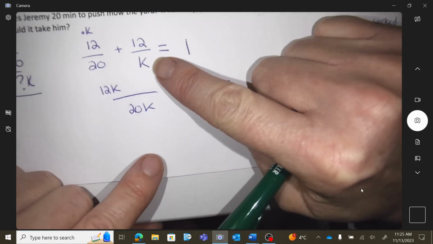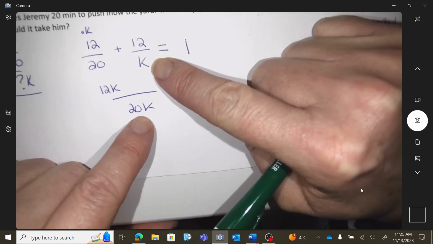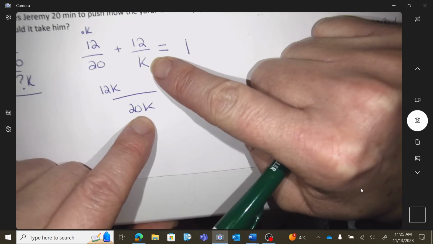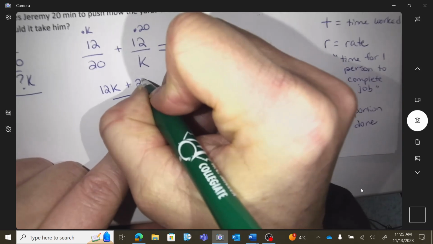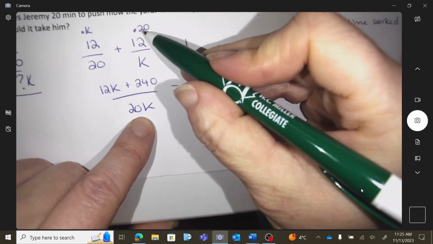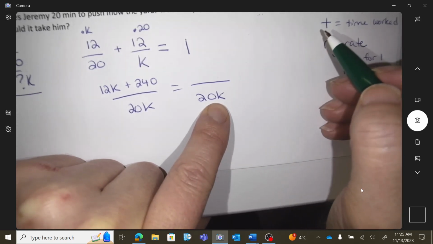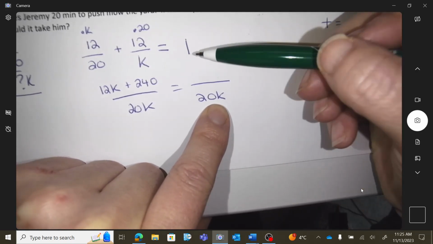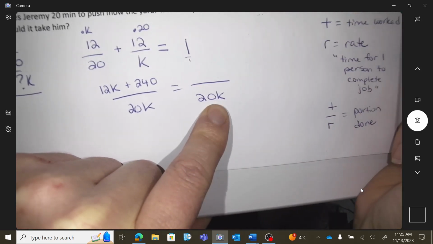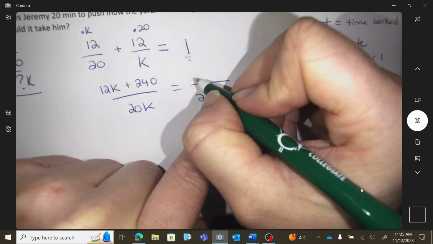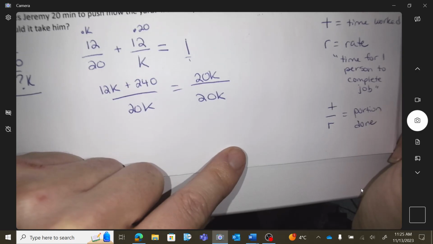Okay, I'm on the second fraction. Look at the bottom, which was K. Now there's a 20K. So what happened to the bottom of the second? Times by 20. So that would be 240. Okay, I'm moving across. Technically, what's on the bottom? A 1. So what happened? 20K over 20K is 1, right?